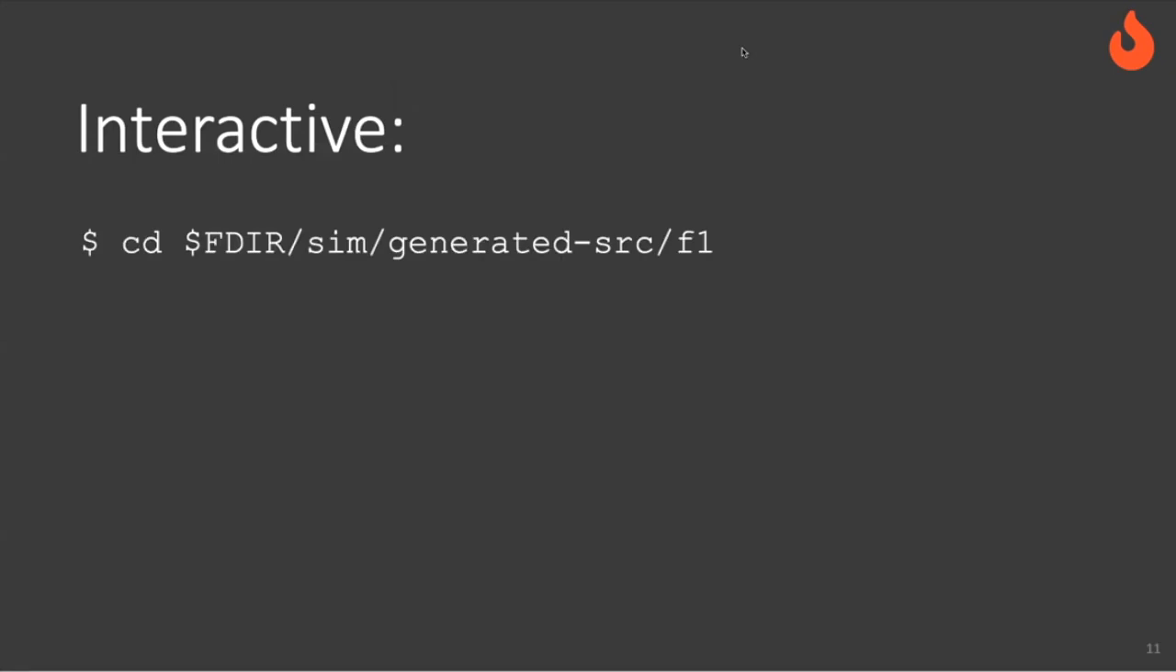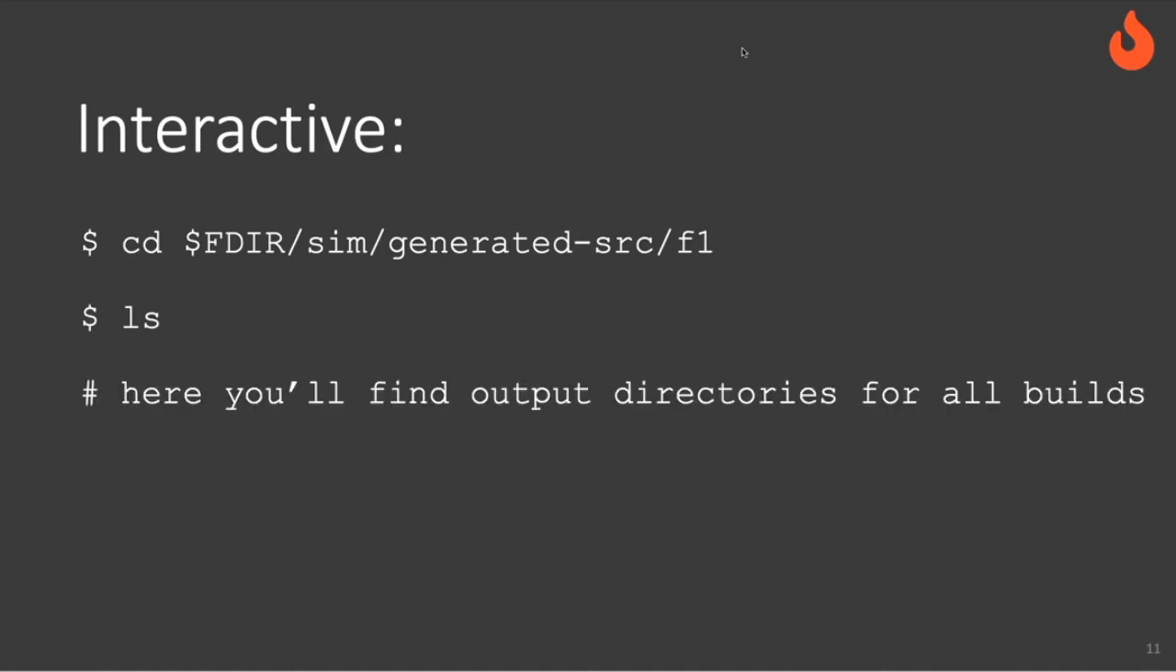So now let's actually look at the output of what we've seen so far. So go ahead and go into the generated source directory inside of sim. You may already be in part of sim, but this is just a full path here. So go ahead and go into generated-src/f1 and then type ls to look at some of the output. Here you should see a bunch of directories for all the builds that we've pre-cached for you so far, because we ran the compiler a couple of times. And just go ahead and enter any of the directories. It doesn't really matter which.